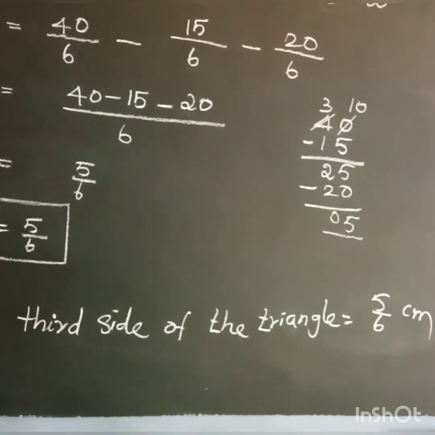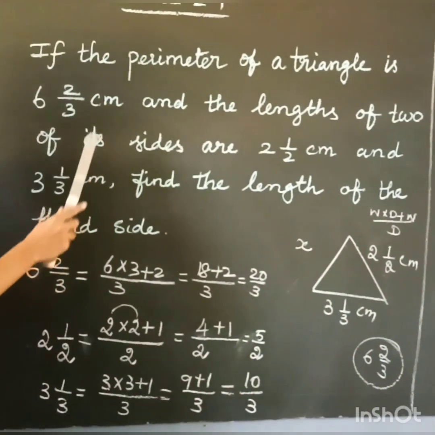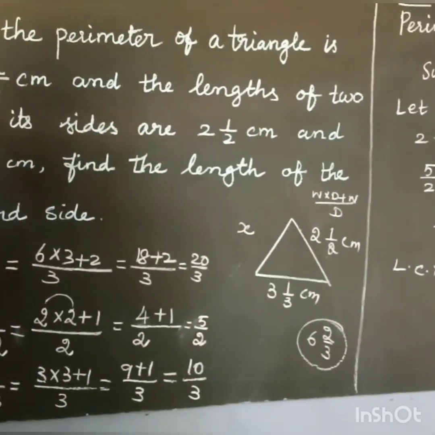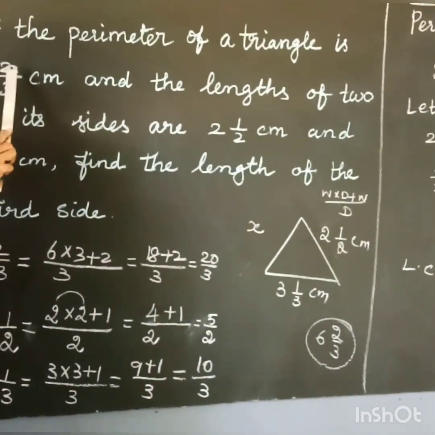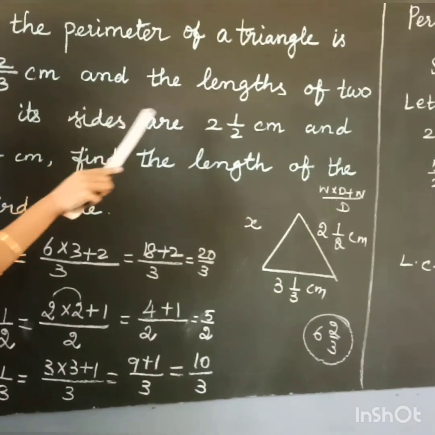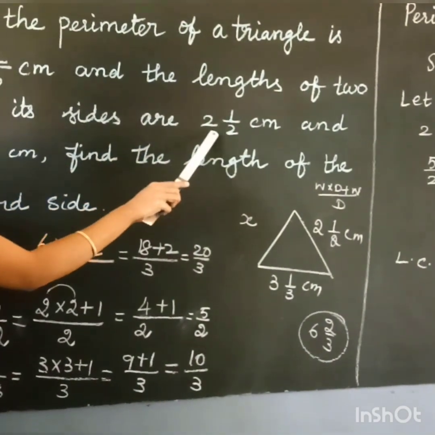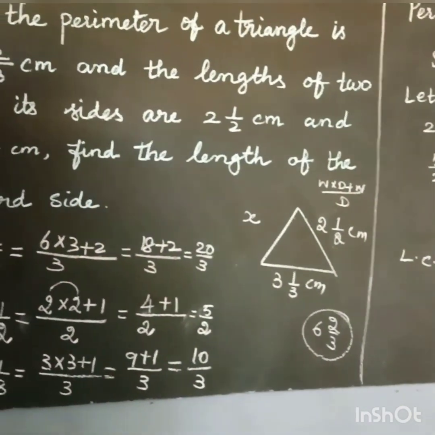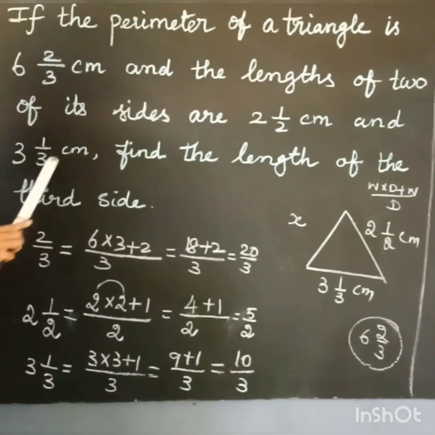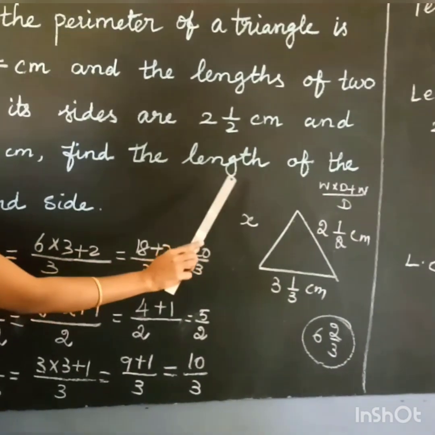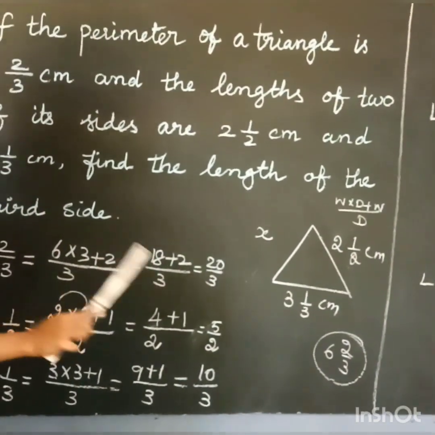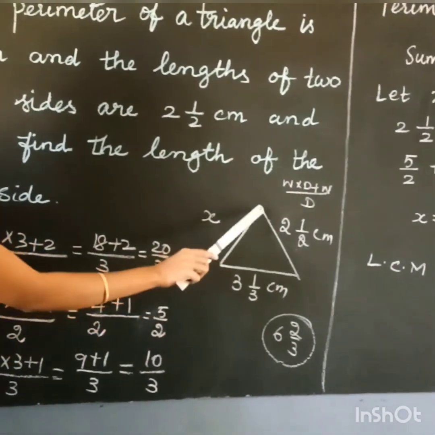Okay, students? Let us recall the sum. What is given? The perimeter of a triangle is 6 2 divided by 3 centimeter, and the two sides are 2 1 divided by 2 centimeter, and another side is 3 1 divided by 3 centimeter. We have to find the length of the third side. So first you have to draw the diagram.